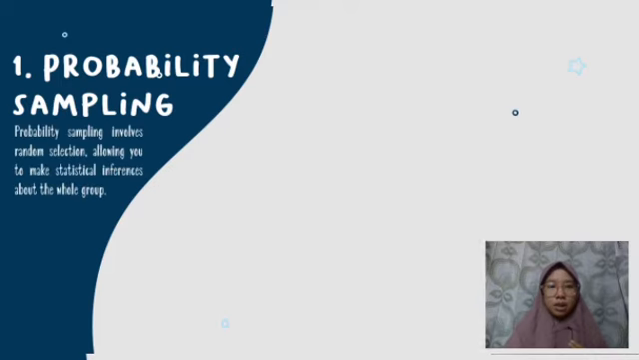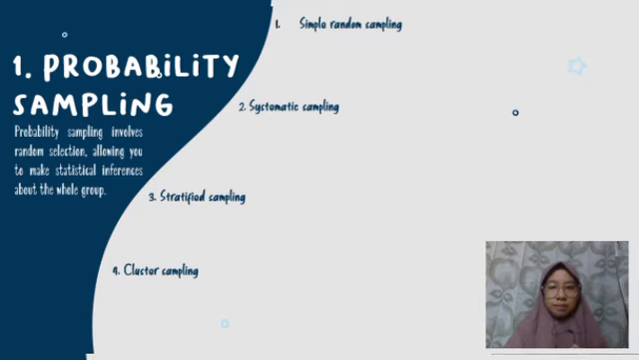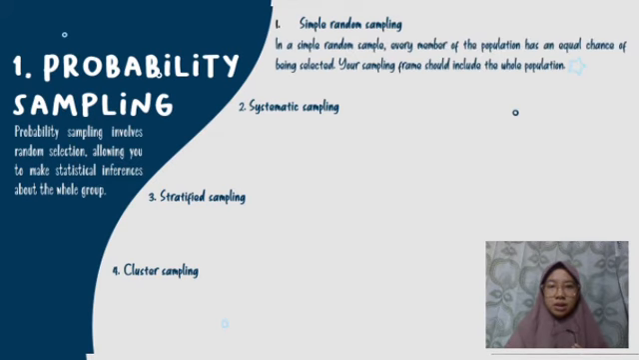Probability sampling. Probability sampling involves random selection, allowing you to make statistical inference about the whole group. There are four, including first is simple random sampling, second is systematic sampling, third is stratified sampling, and the fourth is cluster sampling. Simple random sampling. In a simple random sample, every member of the population has an equal chance of being selected. Your sampling frame should include the whole population.